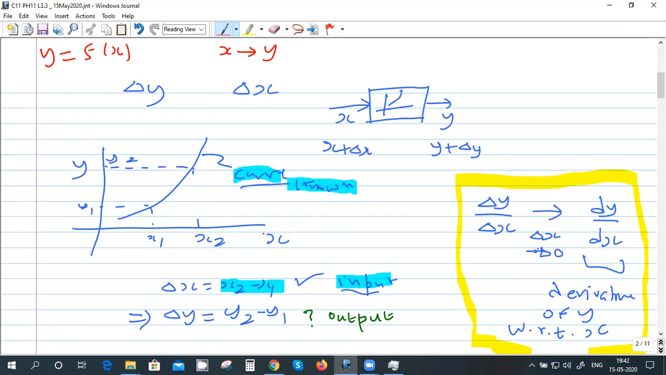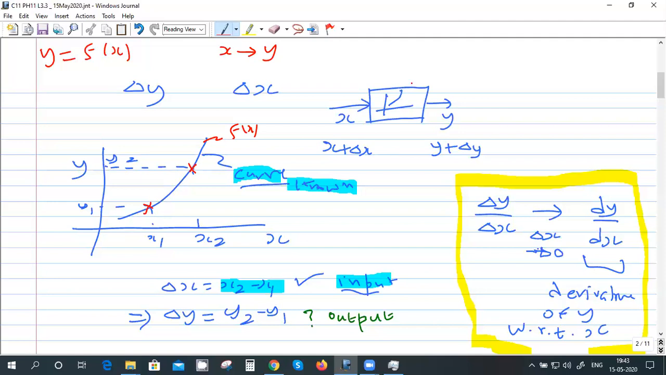Okay, so in the xy plane, you can plot that function as a graph. So this is f of x. Here you can see as x is changing, y is also changing, right? For example, for these 2 points, x is changing from x1 to x2, and similarly, y is changing from y1 to y2. So when x is changing by this much, how much is y changing? That relationship is called derivative.